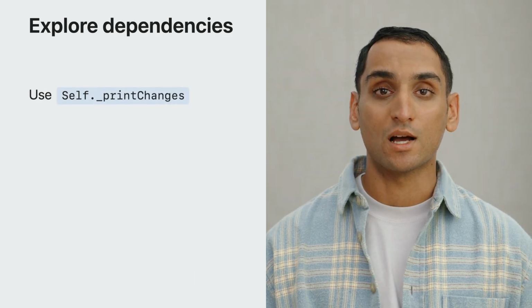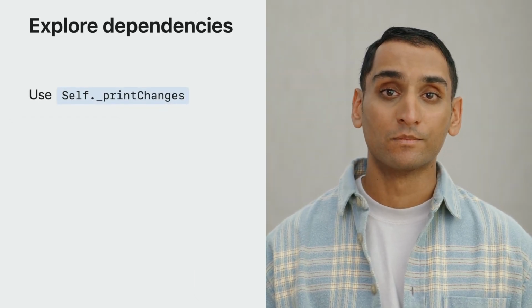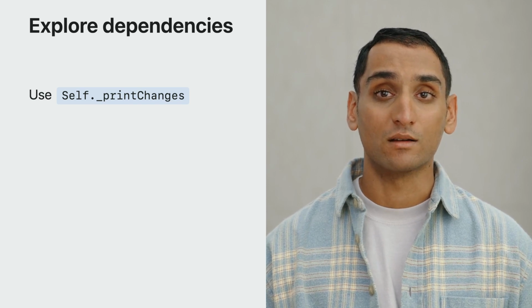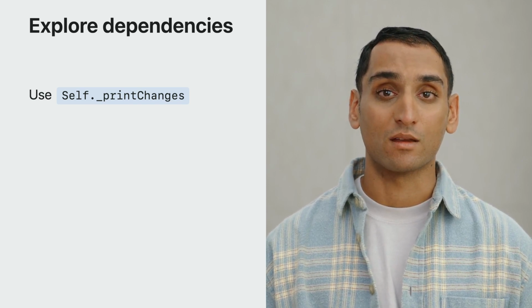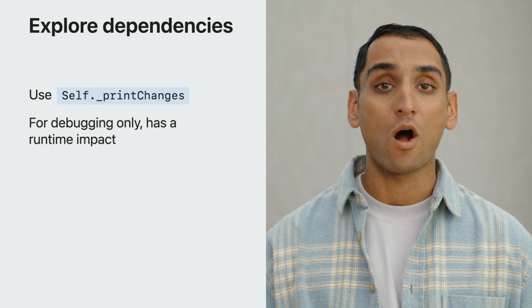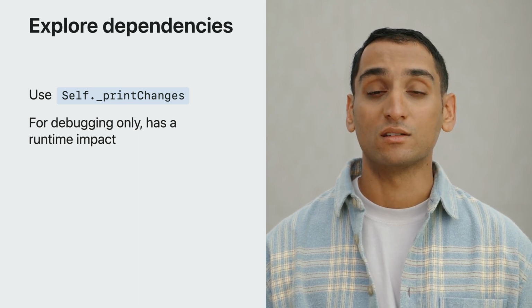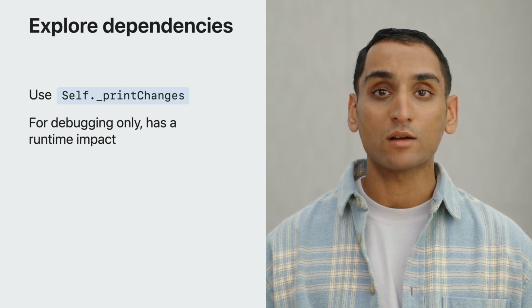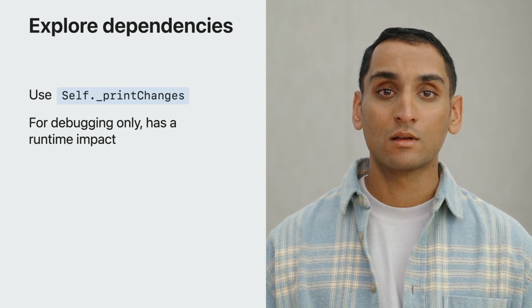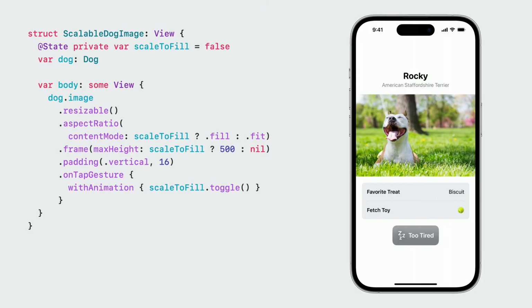It's important to reduce the updates to only those that are necessary. To understand when a view is updated, SwiftUI has the print changes method. This lets you print out why the SwiftUI graph evaluator called into a view's body. Let's walk through an example of how to use it. Here, we have our scalable dog image, which contains a piece of state. When we tap on the image, the state changes, like so.